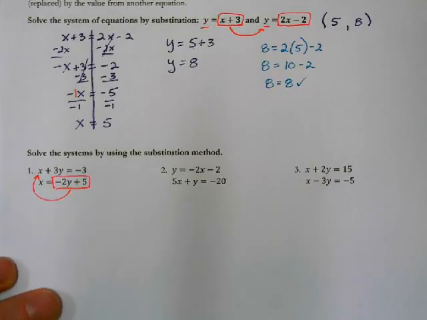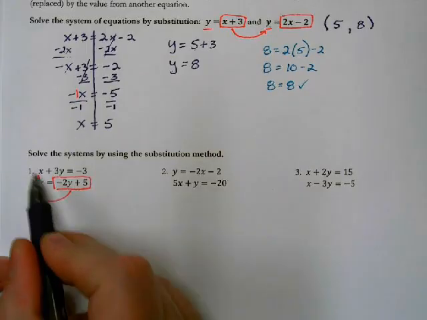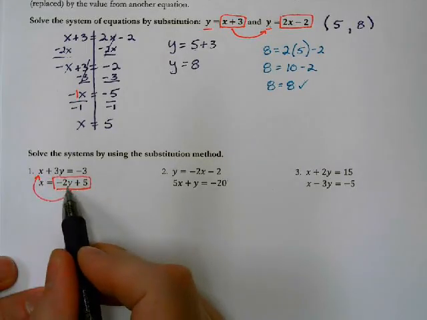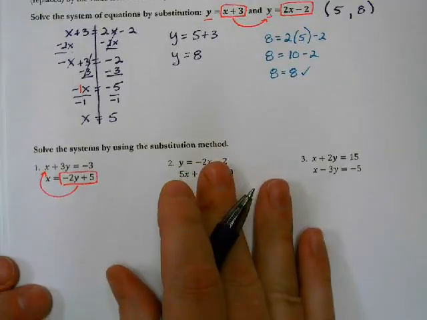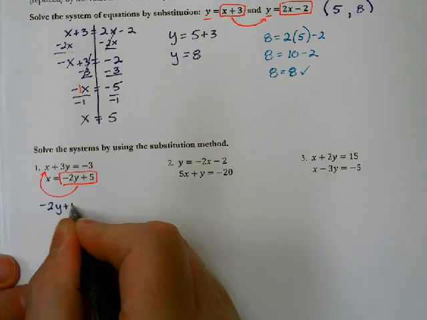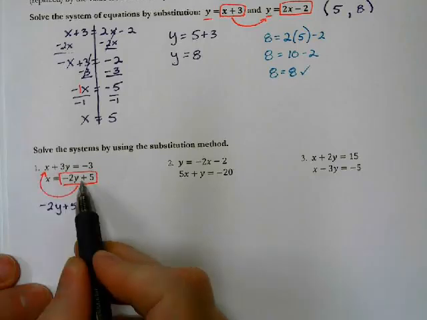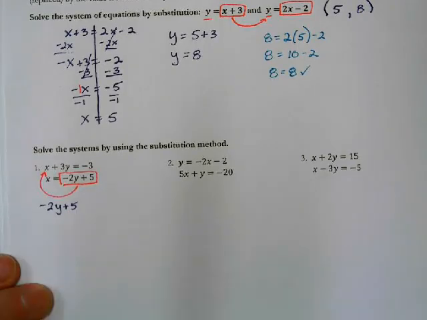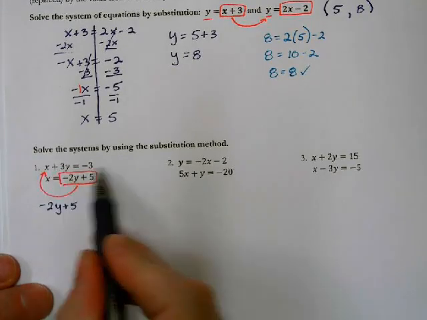So instead of x, we plug in negative 2y plus 5. So negative 2y plus 5. So instead of x, I have plugged in negative 2y plus 5. Now let's write the rest of the equation. Plus 3y equals negative 3.